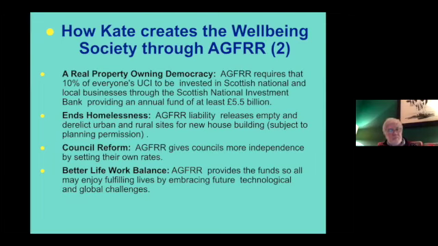It would even encourage councils to raise most of their funds from their own AGFRR land types and rates, so that support from the Scottish Government and national land types charges could be reduced accordingly. This would enhance the status and independence of local government. And even if technology reduces traditional work opportunities, it can ensure people have fulfilling lives through the UCI and investment in Scottish innovation and development.